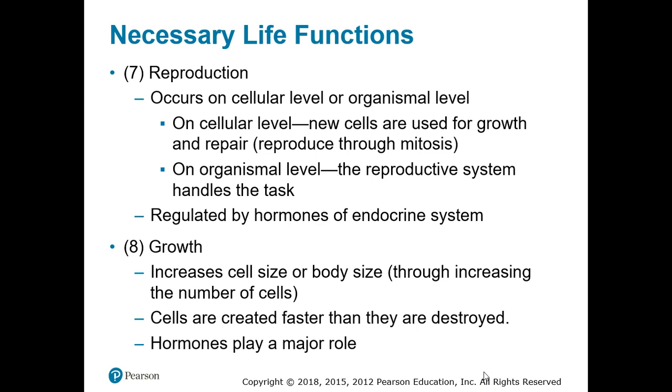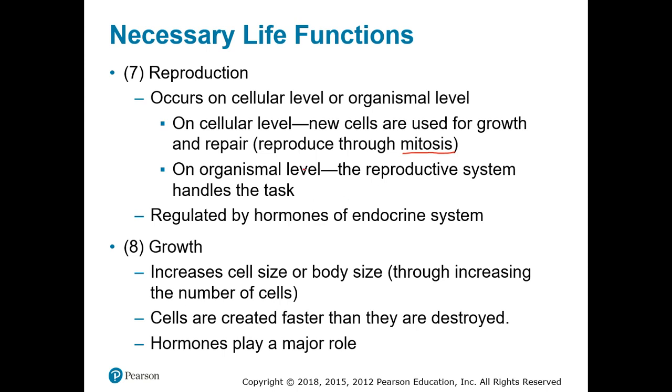Number 7 is reproduction. This occurs both at the cellular level and at the organismal level of us human beings. On the cellular level, what happens is cells are constantly being broken down. Some of them get destroyed because they're infected by bacteria. Some of them just age. So new cells are constantly needing to be made. They can be made for growth because you're growing into an adult or you're growing new tissue, or through repair. Hopefully you remember from biology they do this through a process of mitosis.